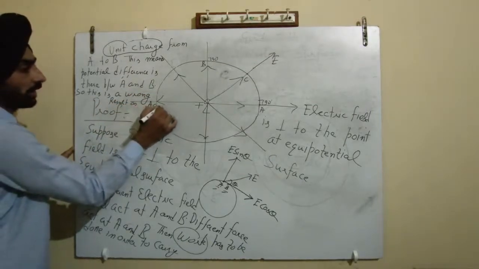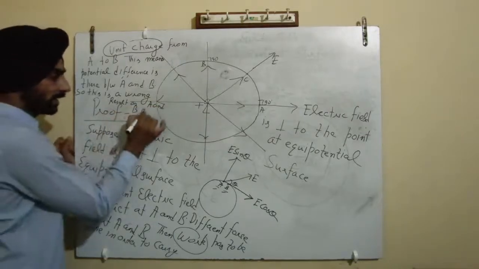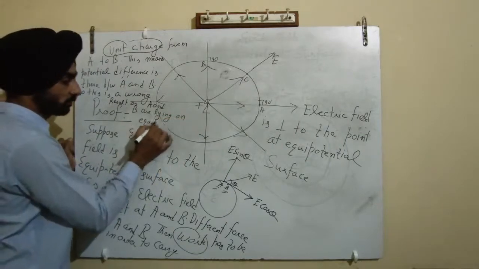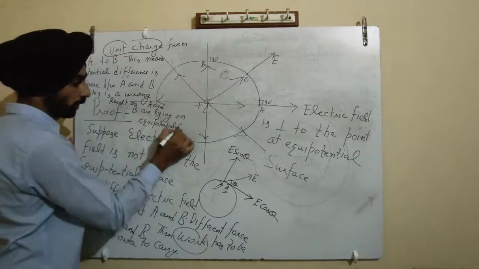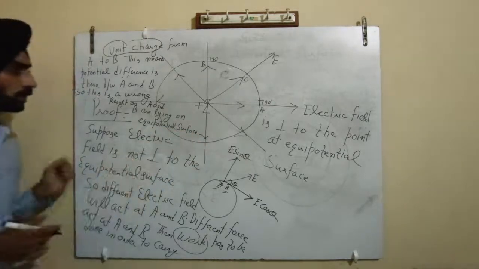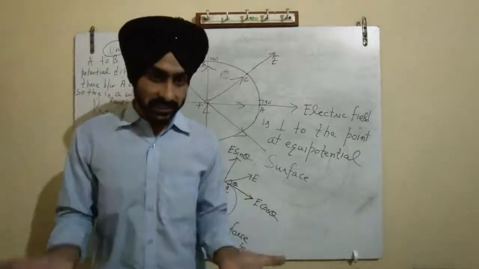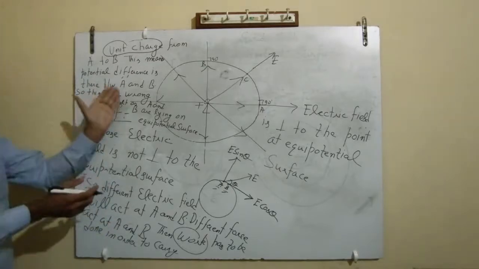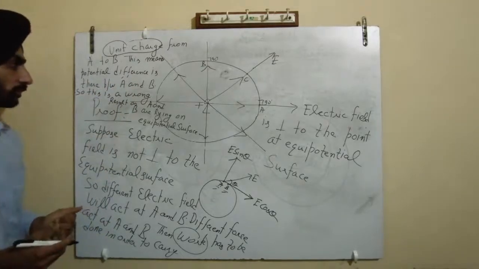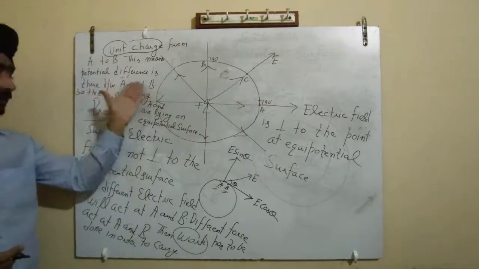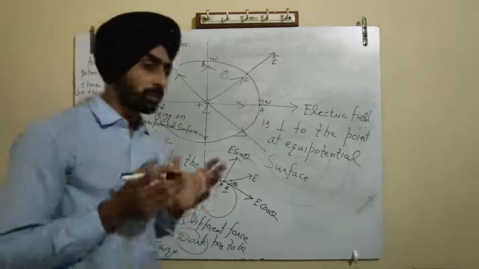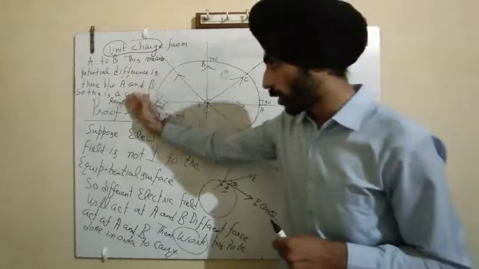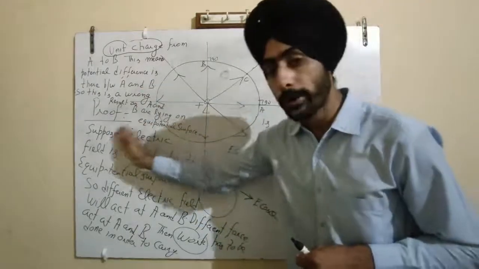As A and B are lying on the equipotential surface, A and B have the same potential, but in this proof we are getting that A and B have different potential. Because there is a potential difference between A and B, that means A has a different potential and B has a different potential. So we have got the wrong result. Why have we got the wrong result? Because we have taken a wrong supposition.